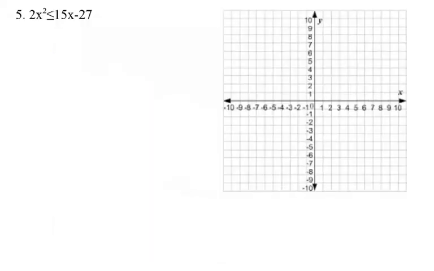Okay, so now let's look at number 5. Okay, so number 5, notice it doesn't have just the y variable on the left side. It actually has a 2x squared, and on the other side 15x minus 27. Okay, so I want to see the difference in these. So go ahead and graph this in Desmos, and then we'll talk about it. So do that in 1, 2, 3.